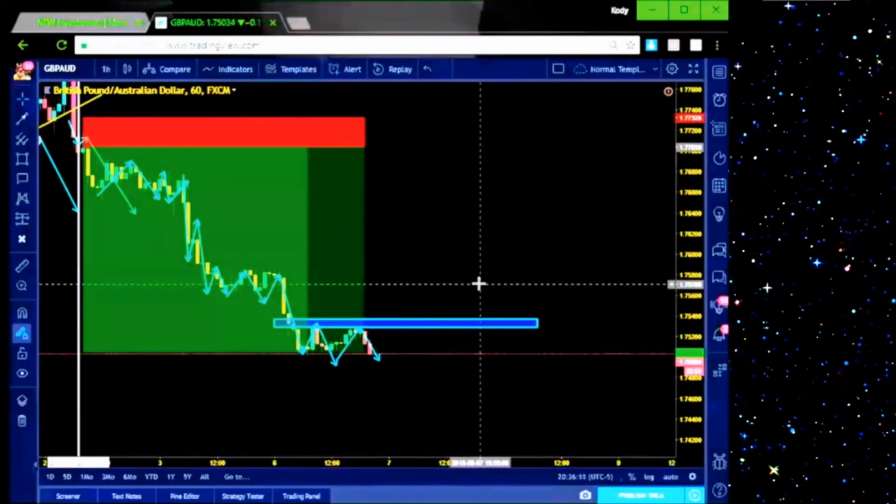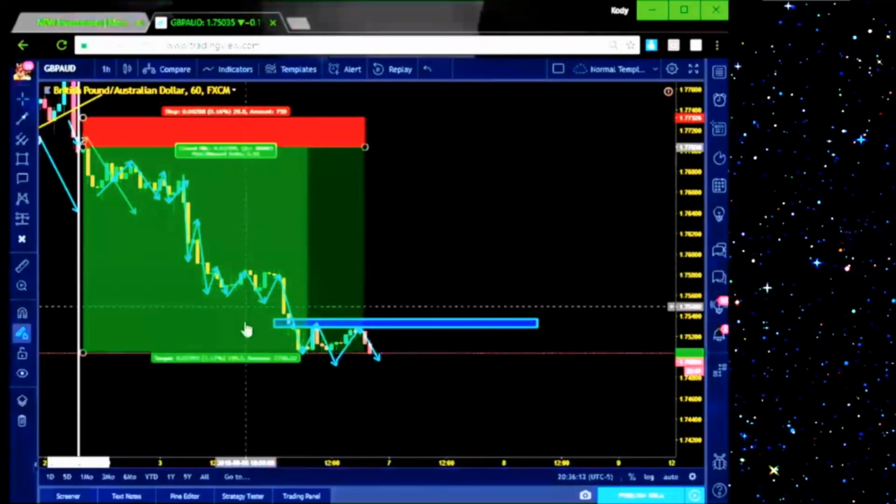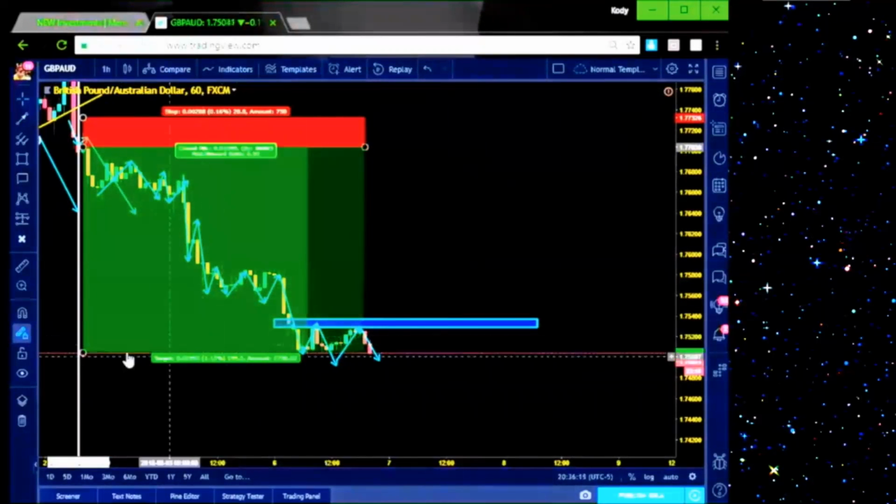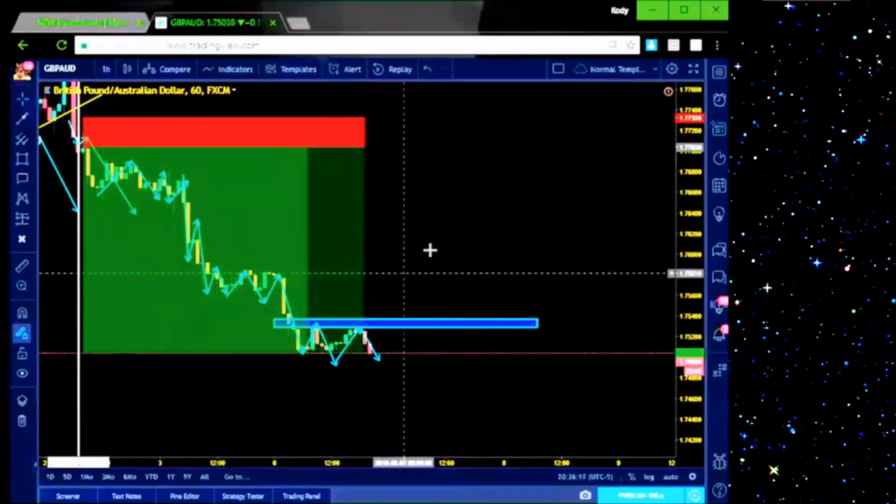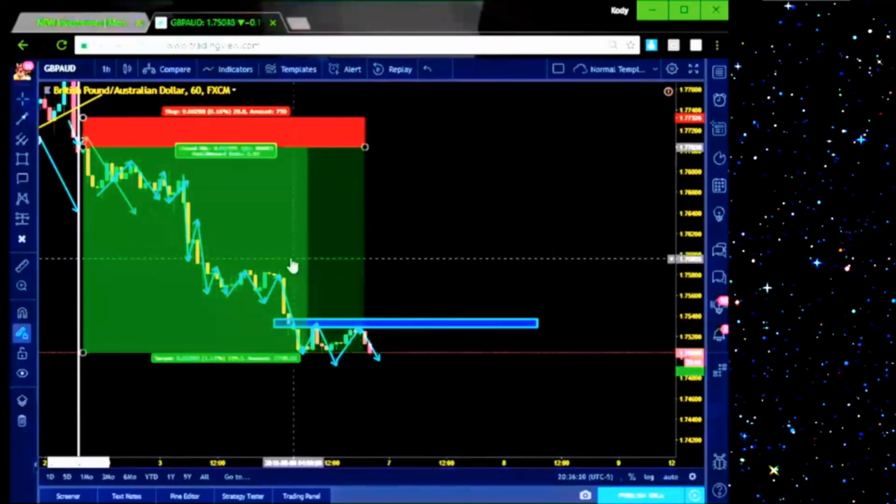And that's real talk right there. You need to decrease your lot sizes. Guys, how many pips is this right here? This is 200 pips. You don't need to take a standard lot to make money if you can catch 200 pips.